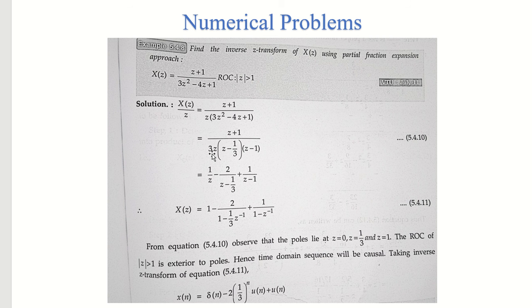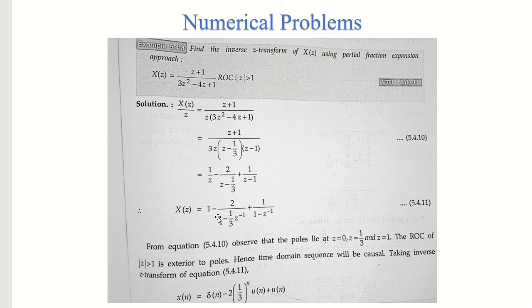Now when you do the same operation which we did earlier when we were deriving the partial fraction expansion, we will get an equation which looks something like this: 1 by z minus 2 divided by (z minus 1 by 3) plus 1 divided by (z minus 1). And when you try to find the inverse Z transform of this equation, you can rewrite it by taking z common, or dividing it by z. So what will you get?